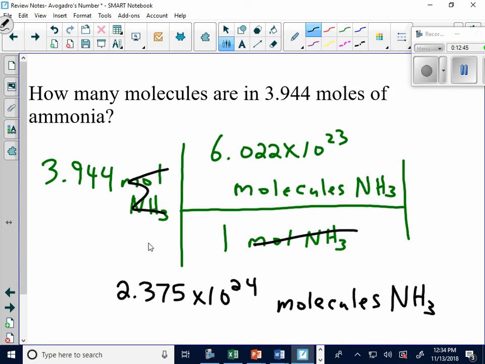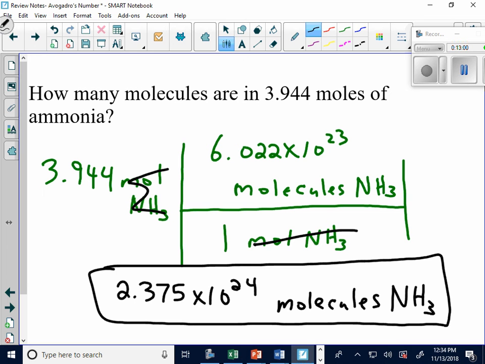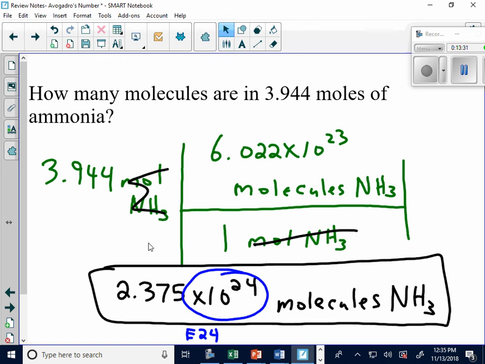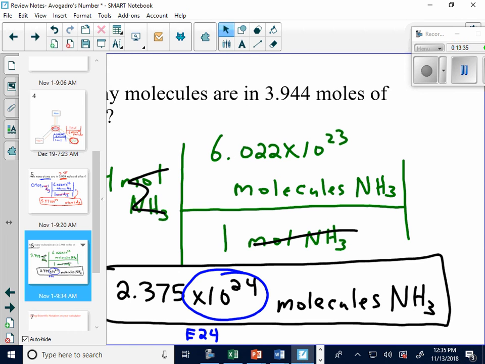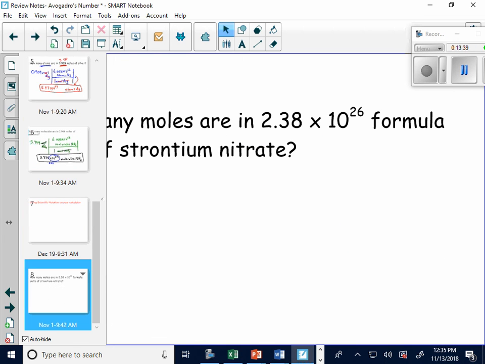Okay? 2.375 times 10 to the 24th molecules of ammonia. Final answer. Now, one thing that we need to remember when we're reading our calculator, a lot of people forget to put that E24 there. On my calculator, it gave me this number, and then it says just an E24. People miss that E24, and they'll write this number as 2.375 molecules of ammonia. That is not a correct statement. So make sure you have that scientific notation in there.